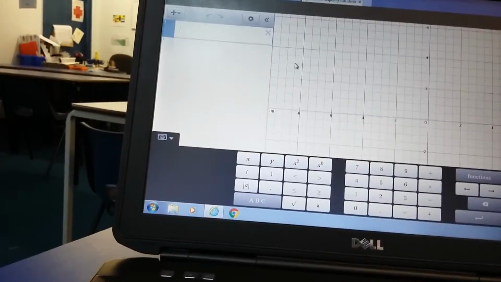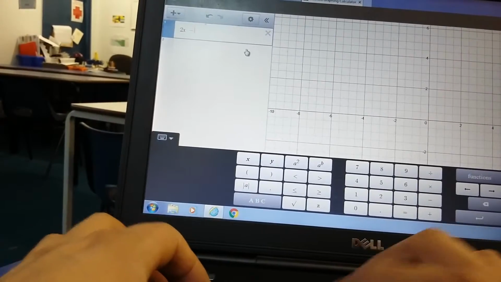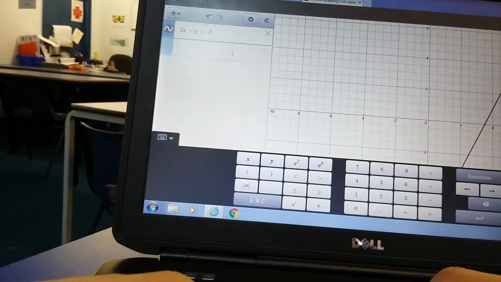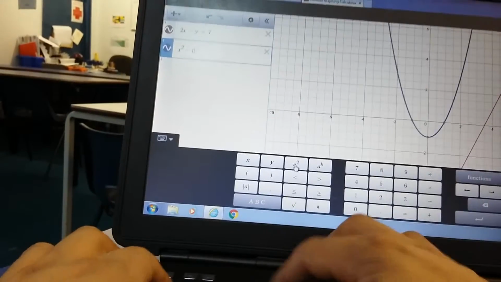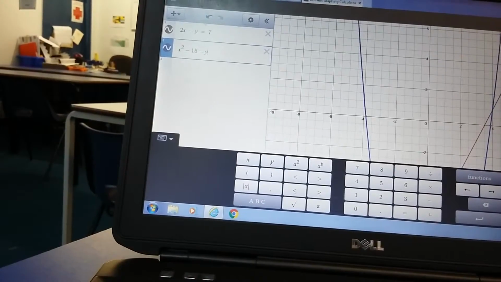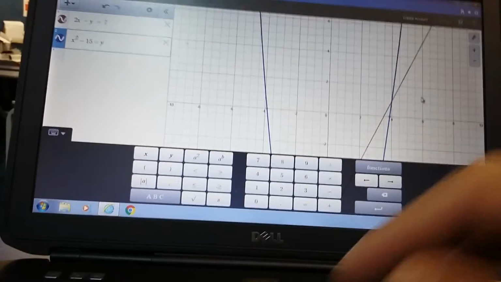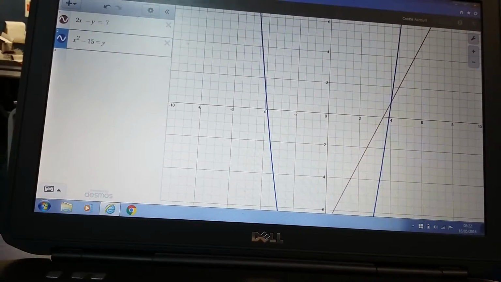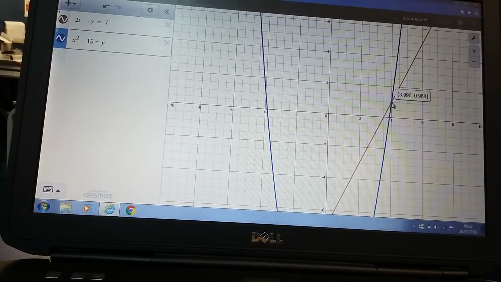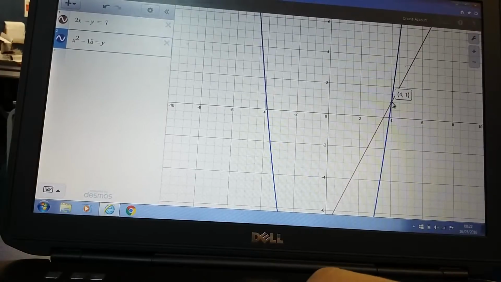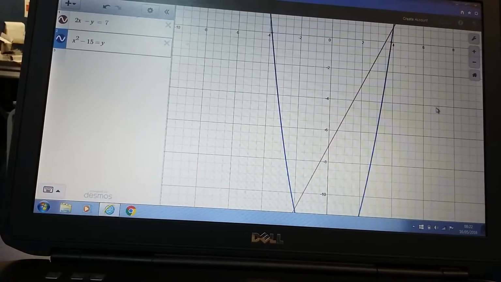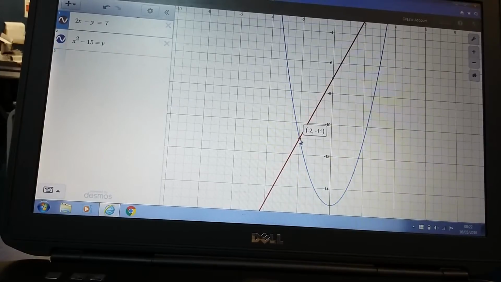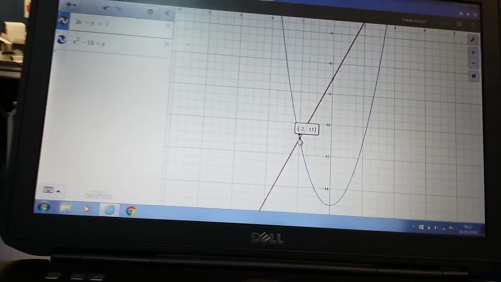If I go to our Desmos graphing app now, I'm going to type those 2 equations that we started with. So 2x minus y equals 7 and x squared minus 15 equals y. There we go. Let's have a look at where they cross. Okay, they cross here when x is 4 and y is 1. Just like we said in our solutions there. And here we've got minus 2, minus 11. So 4, 1 and minus 2, minus 11.